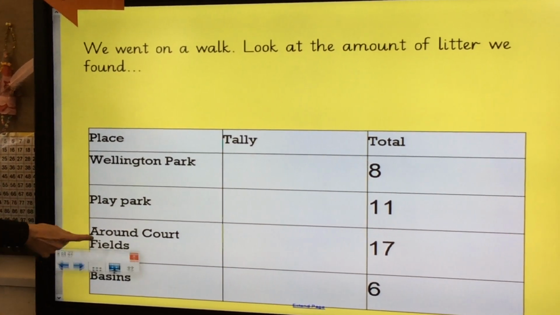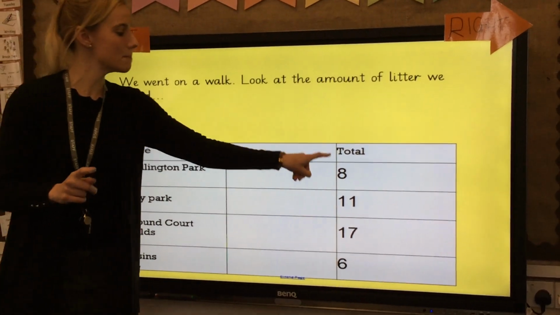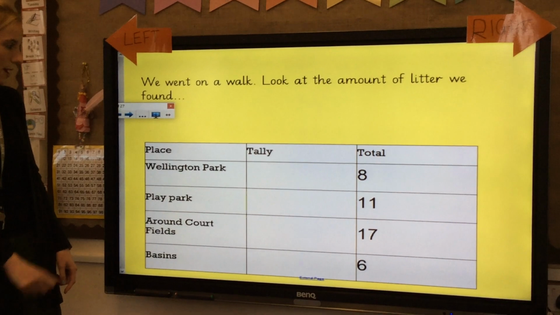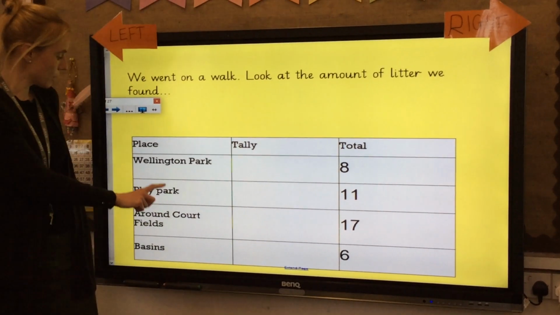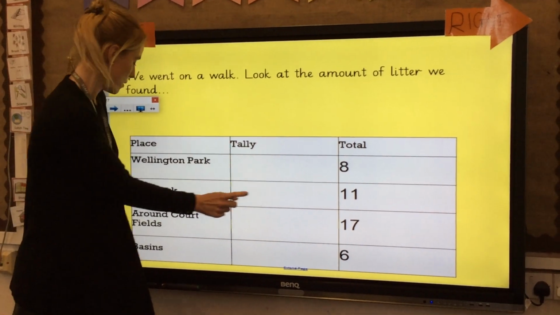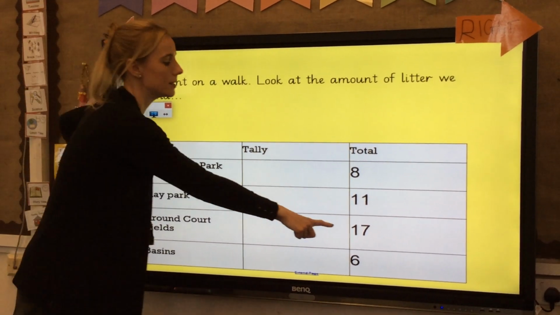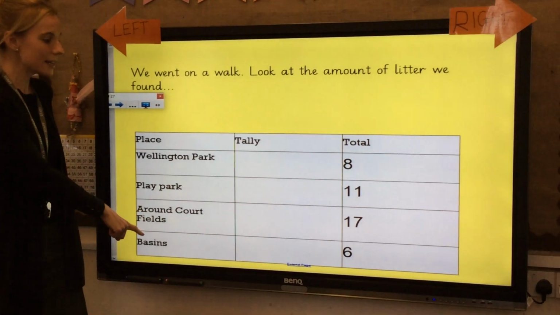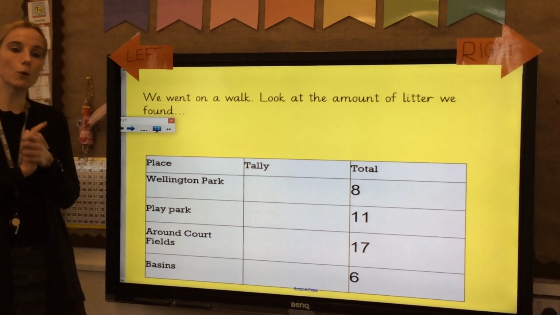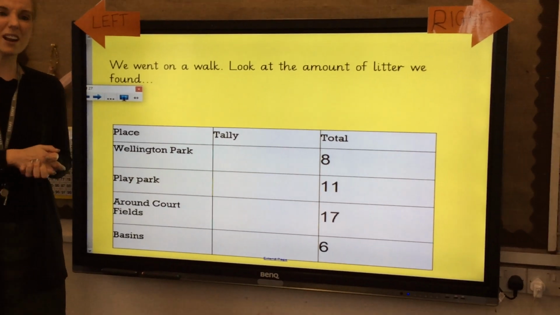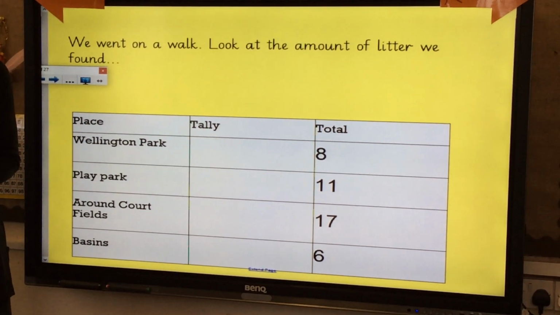So, we have done the walk for you. And we haven't put in the tally. We've put in the amount of rubbish that we found in the different areas. So, Wellington Park, 8 pieces of rubbish. The Play Park, 11. Going around Courtfields, down that lane all the way around, 17 pieces. And down at the basin, 6 pieces of rubbish. So I would like you in a second to pause this video, and I would like you to have a go at drawing the tally for these.